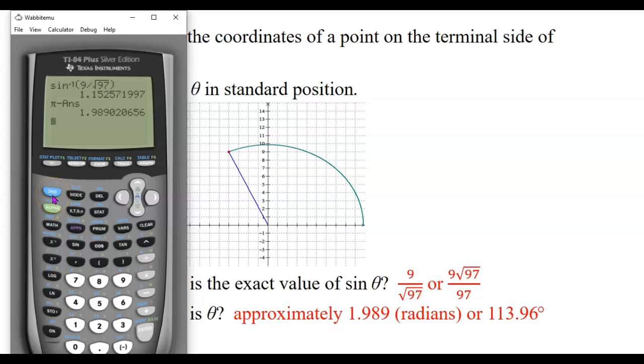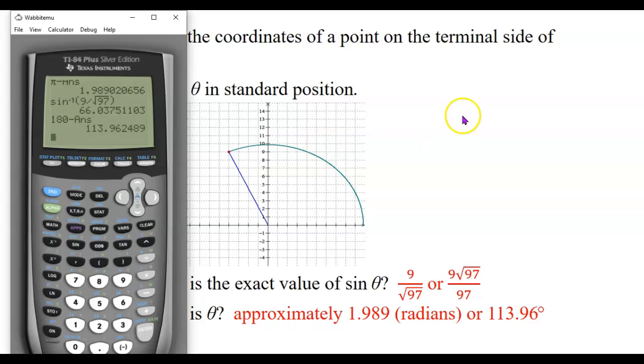If I had done all of this in degree mode, then the inverse sine of 9 over the square root of 97 is about 66 degrees, or about 66.04 degrees if you want to be a little more precise. That's the angle in quadrant 1, but if I take 180 minus that, I get about 113.96 degrees, which is the angle we actually want in quadrant 2.